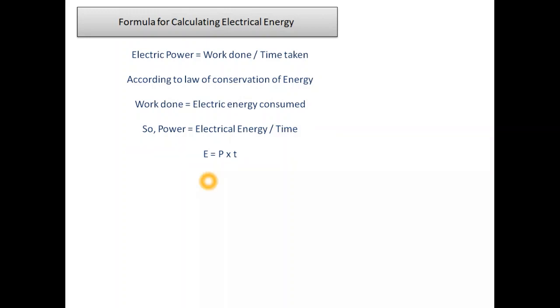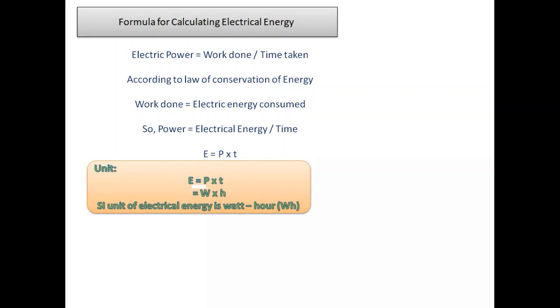So it means that the electrical energy consumed by an appliance is given by the product of its power rating and the time for which it is used. So we can say that electrical energy depends on two factors: the power rating of the appliance and the time for which the appliance is used. We can use this formula for calculating electrical energy.